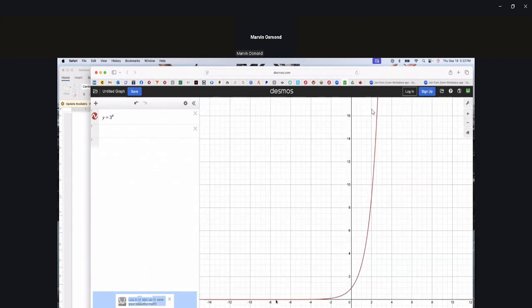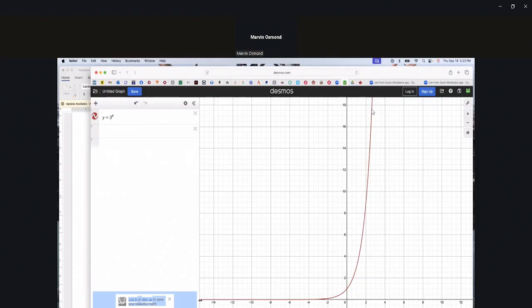Okay, so it starts over here, comes to the right, and then goes up, and it goes through the point 0, 1. So this is 3 to the power of x. So if you start from the left and you work your way to the right, the graph goes upward to the right, and as it goes upward, it goes up very, very quickly. Now let's graph the next one.